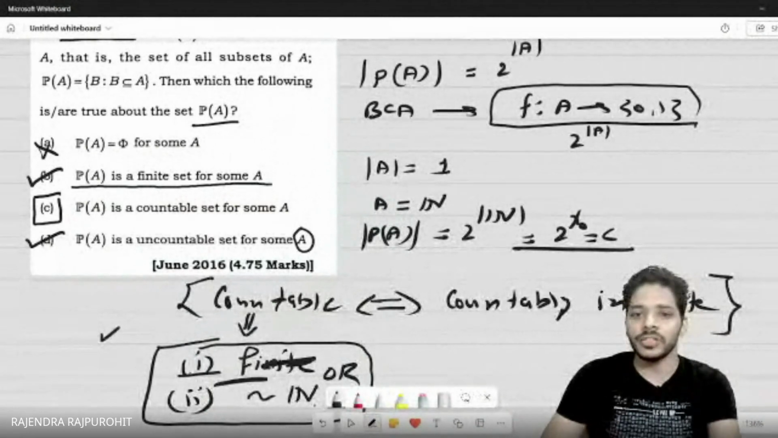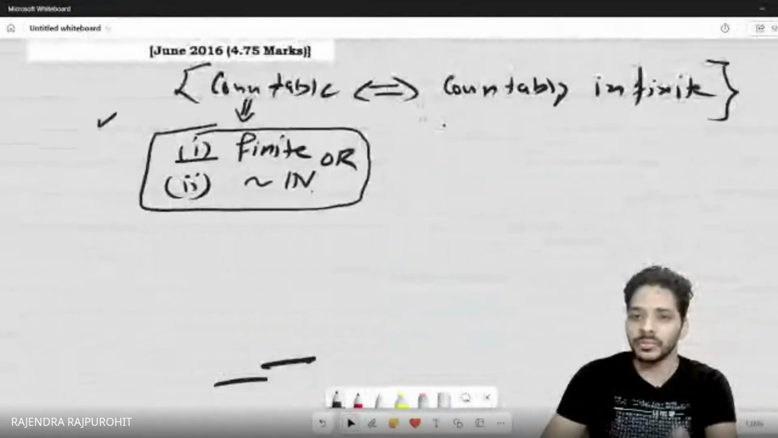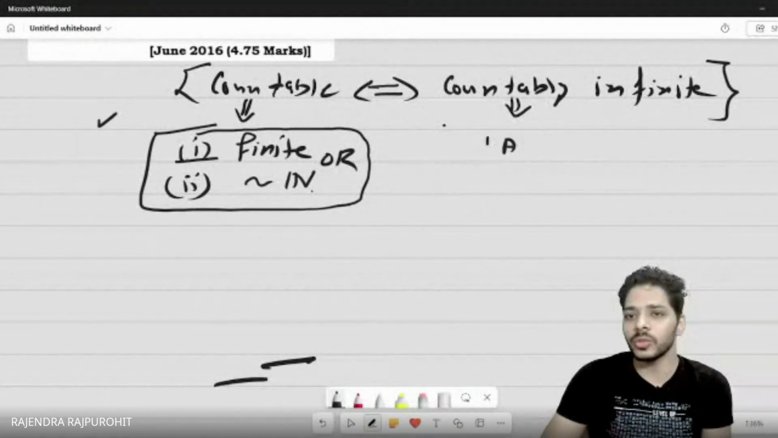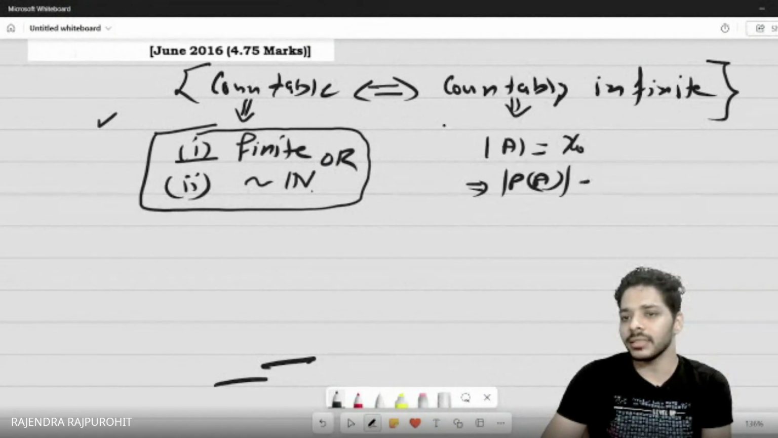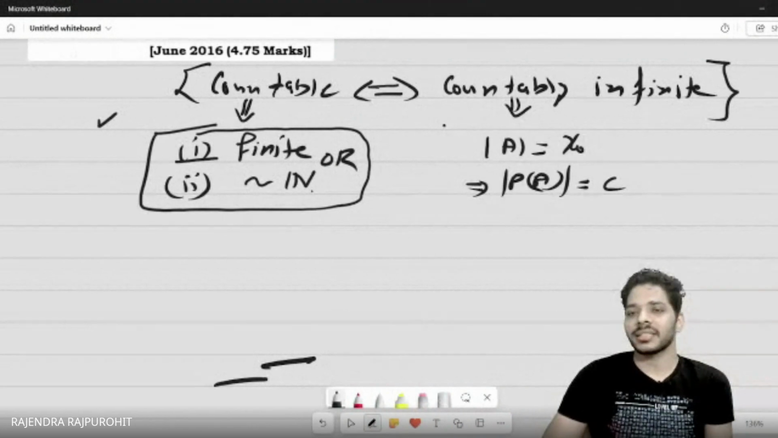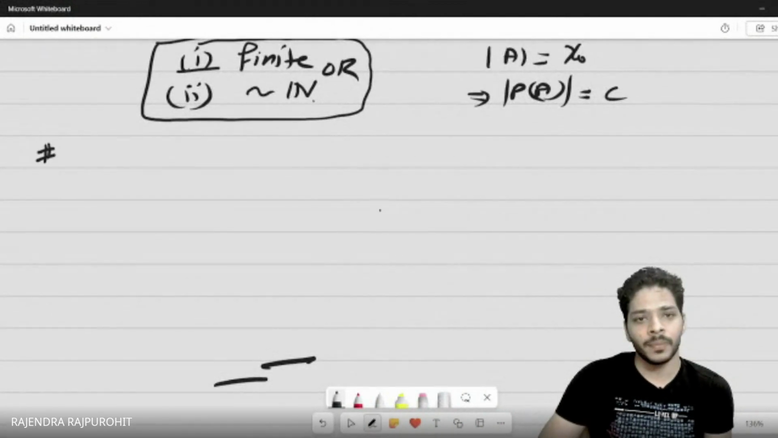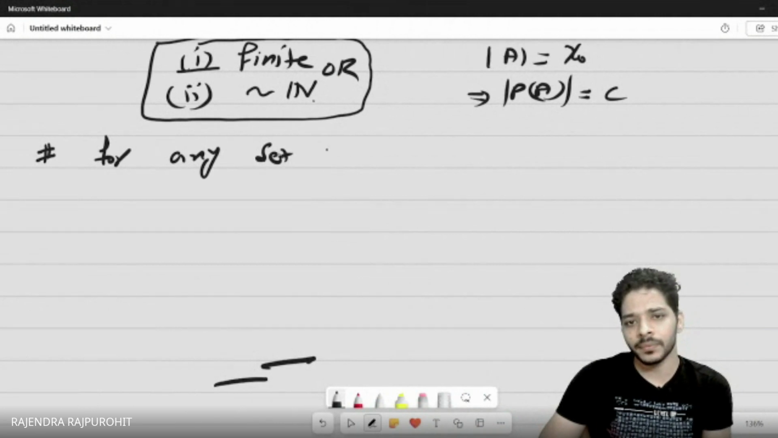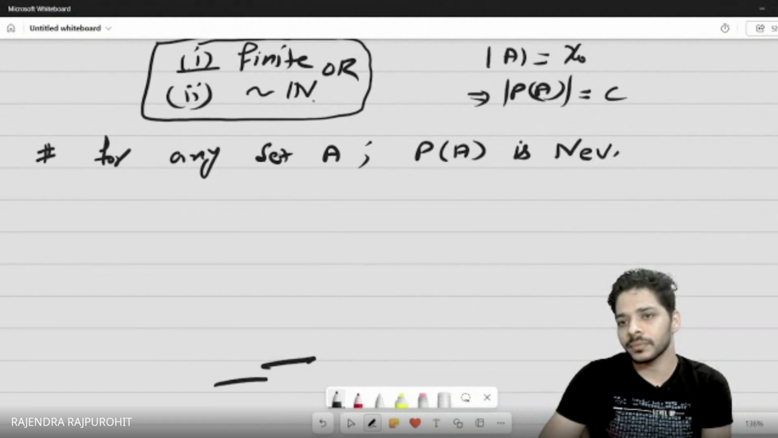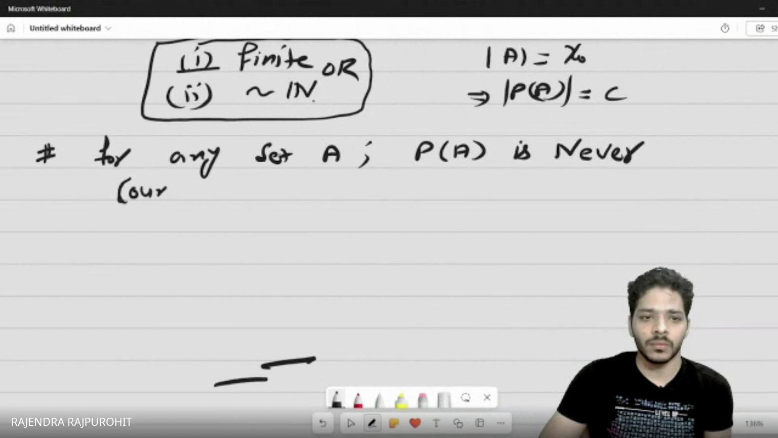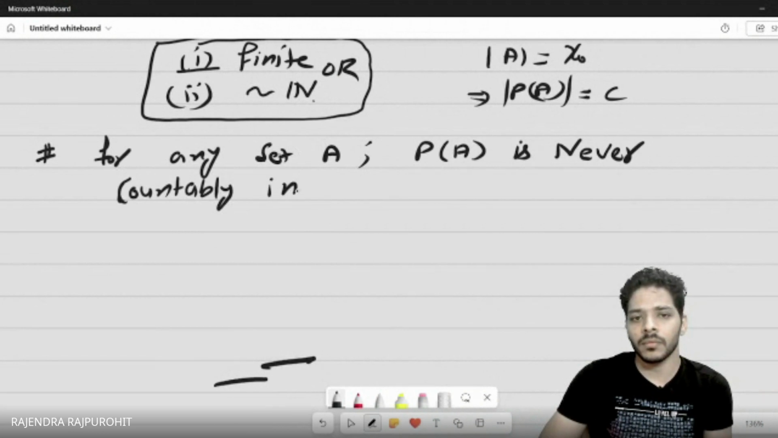Why can't you select option C according to that? Because if a set is countably infinite, then the cardinality of A will be simply aleph naught, and this will imply that the power set of A has cardinality continuum. So it can never be countably infinite. In general, you can make this a note in your notebook: for any set A, it doesn't matter whatever A you choose, the power set of A is never countably infinite.